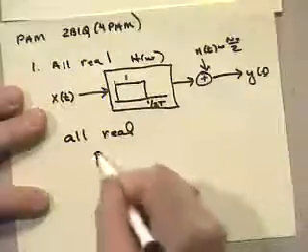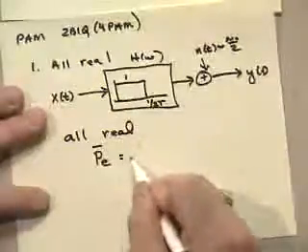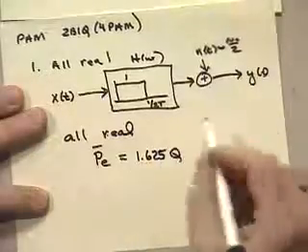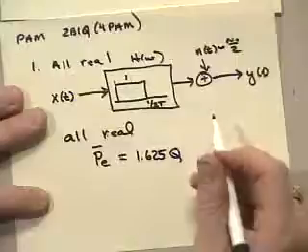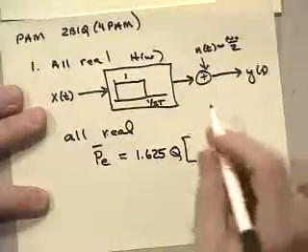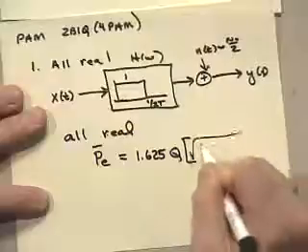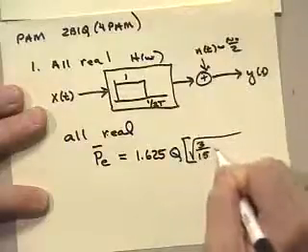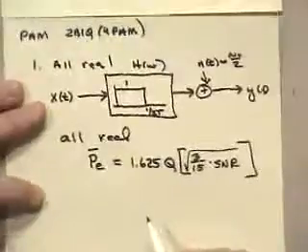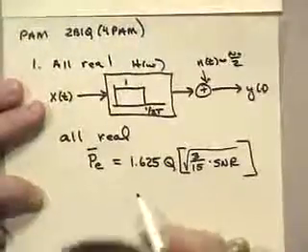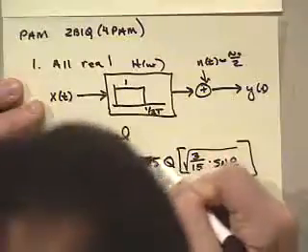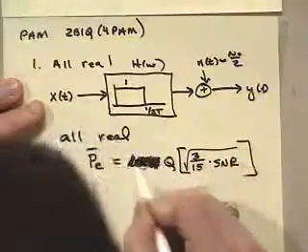Okay, and the probability of error for this system, P e bar, is actually equal to 1.625, which is the number of nearest neighbors, divided by the average number of nearest neighbors for this system, times Q of the square root of 3 over 15 times the signal-to-noise ratio. And I think I've got this, sorry.